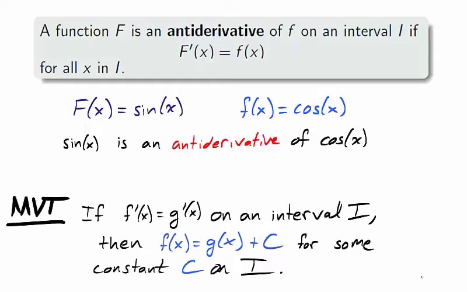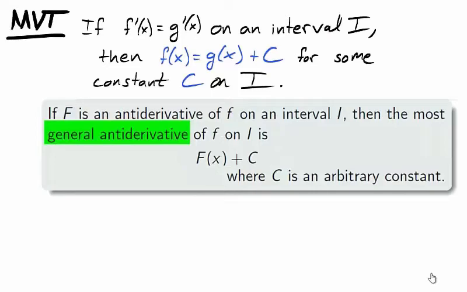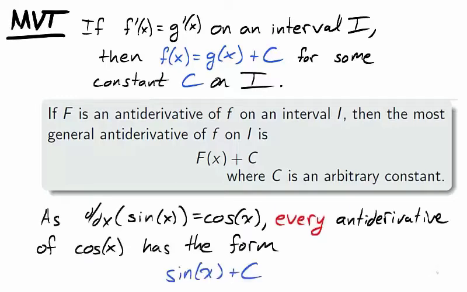In section 4.3, the mean value theorem was used to show that two functions with equal derivative were the same, but up to a constant c. This leads us to the definition of a general antiderivative. Once you find an antiderivative big F for little f, then every antiderivative will be of the form big F plus c, where c is any constant. Now, because the derivative of sine is cosine, every antiderivative of cosine has the form sine x plus c.